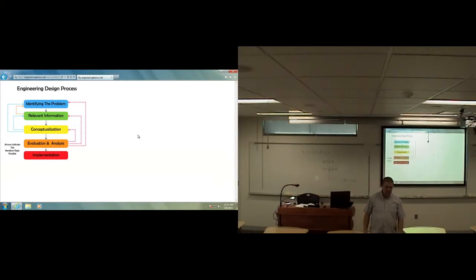Implementation may involve designing a factory that can build this thing. It may involve opening a factory so they can use your techniques in the factory. It may involve installing a piece of equipment that you've just designed in a particular system somewhere. It may involve selling your design to some other company.